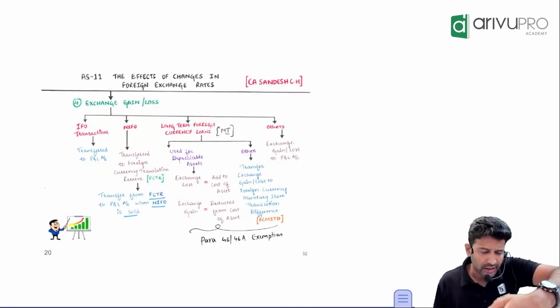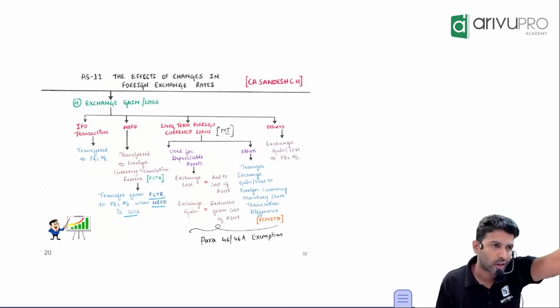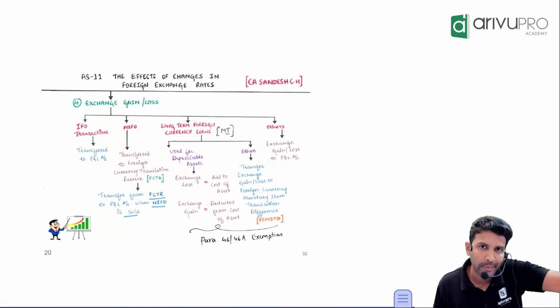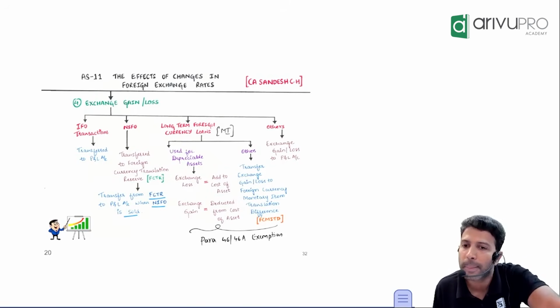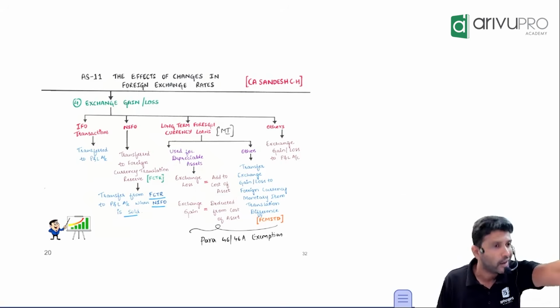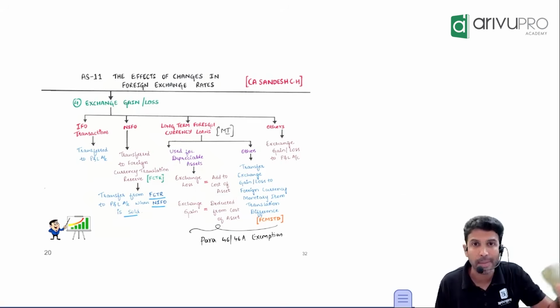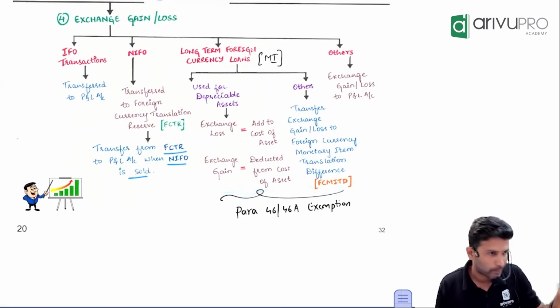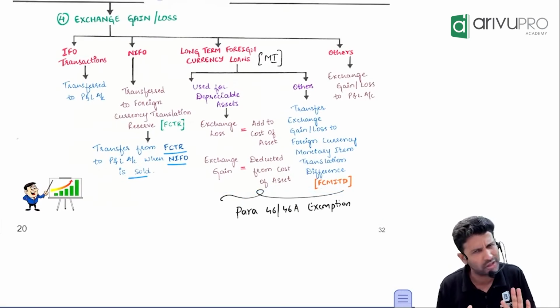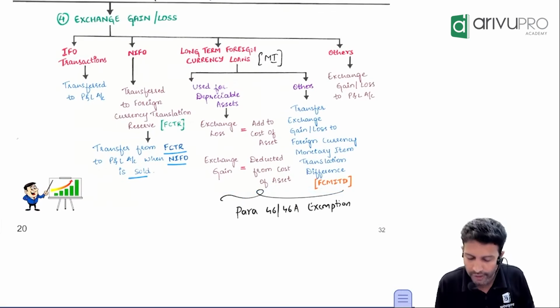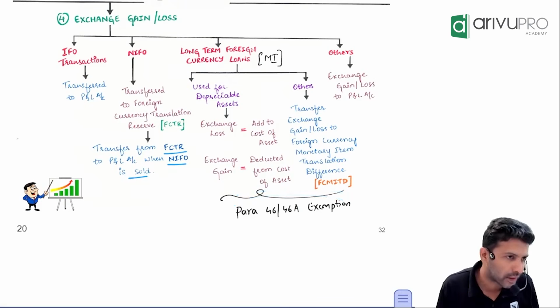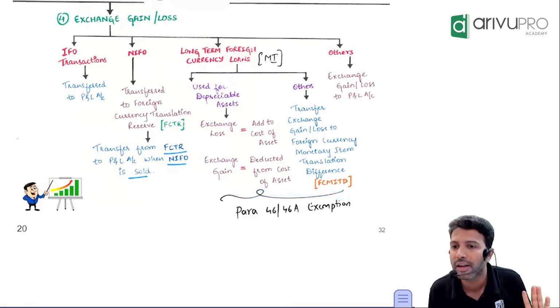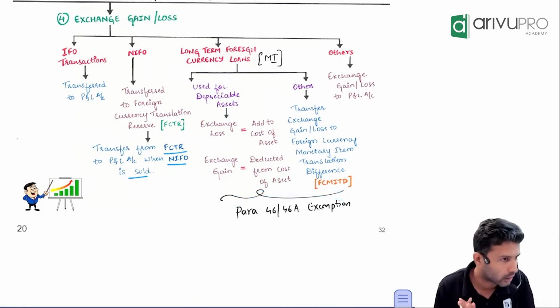Just when this problem ended, I made one sentence. Monetary item forex gain or loss goes to P&L. But there is a small exception to this rule, which we call Para 46/46A, exemption or exception. This is an important question that has come quite a few times. If you can remember the exact words, it will be better.